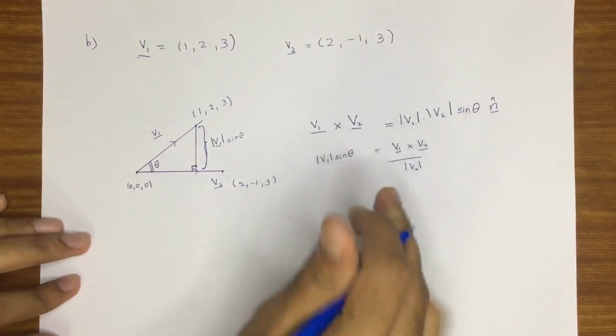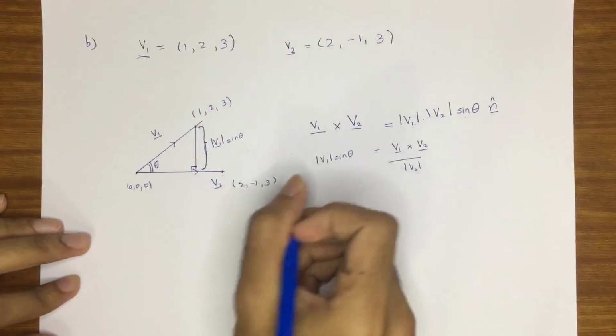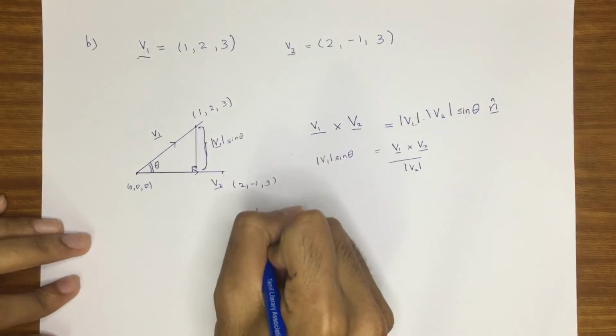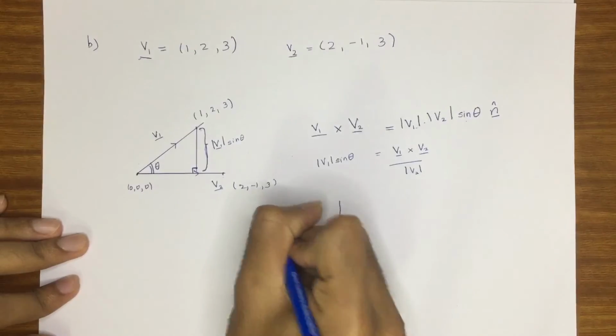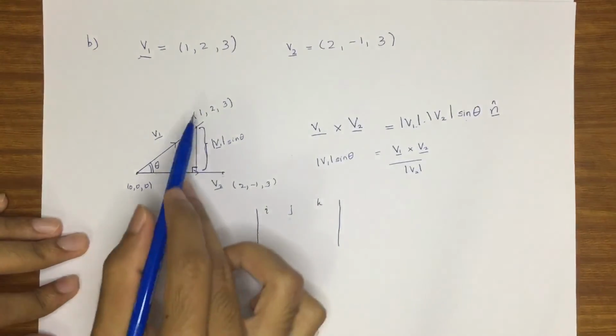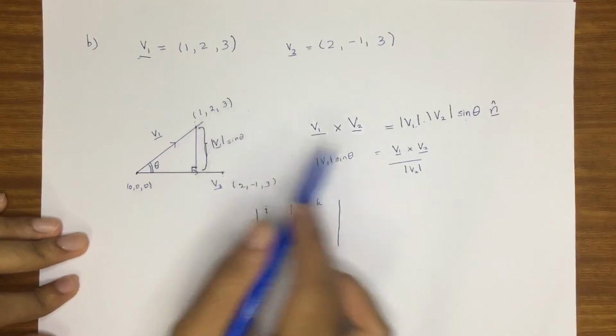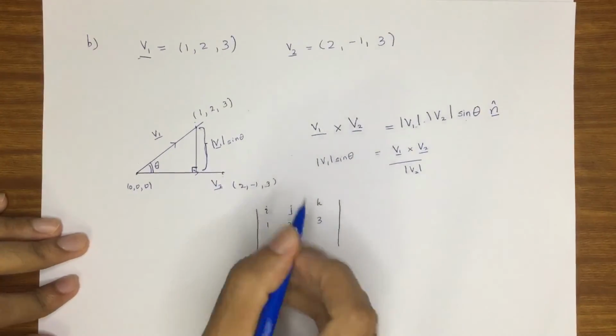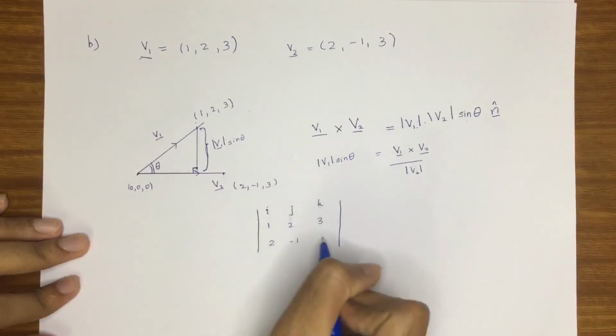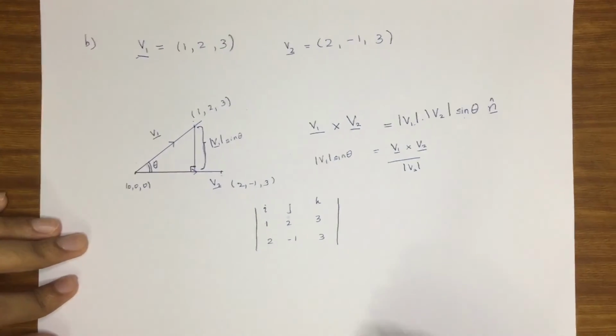So I'm going to find the cross product of v1 on v2. Most probably you can do this easily. You need to put i, j, k, and remember this order. First of all, we write v1 as 1 2 3, and v2 would be 2 minus 1 3. After that we need to simplify this.